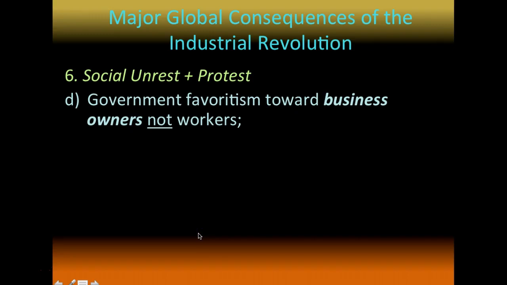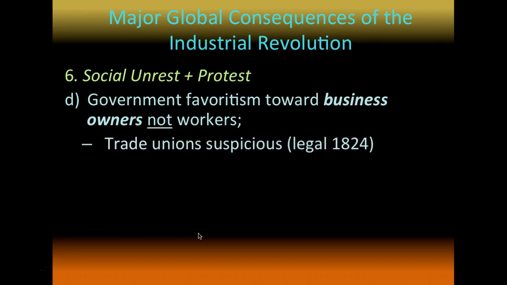There was a lot of social unrest and protest, and part of this was because there was government favoritism towards business owners and not towards workers. And we still see this today in a lot of ways, but what this means is that even if someone is being abused at their job, really physically and psychologically abused, the government would help the business owners and would not listen to the workers and would actually in a lot of cases beat up those workers.